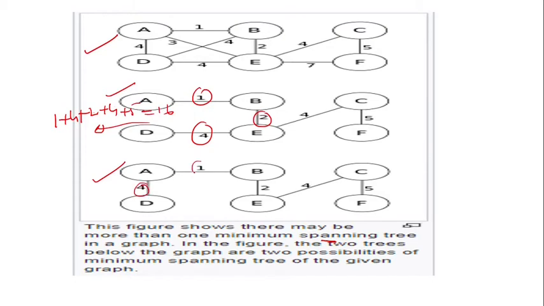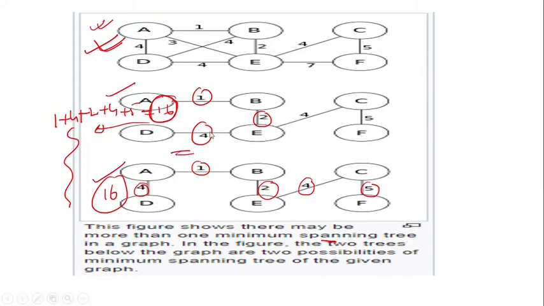4, 5, 6, 7. Same thing, right? 7 plus 4, 11 plus 5, 16. Here also 16. Here also 16. So it's quite obvious that you might encounter a problem where the given graph can have more than one minimum spanning tree. In this case, both are 16, total costs are 16, but they're different trees. Okay, so this is also a possibility, no problem.